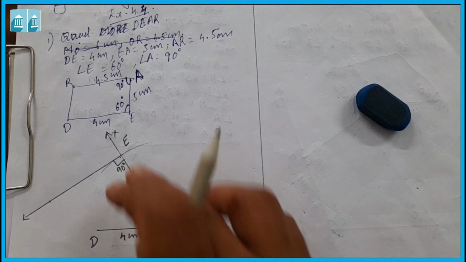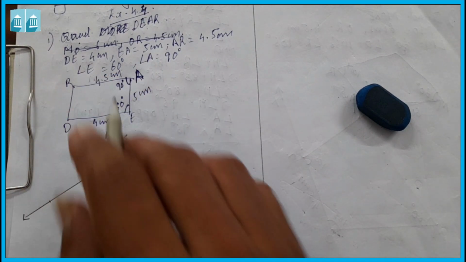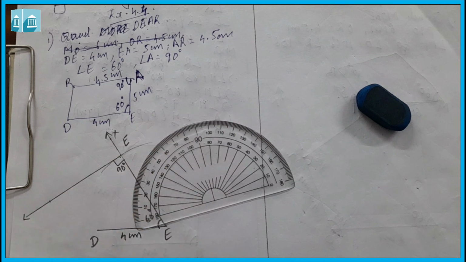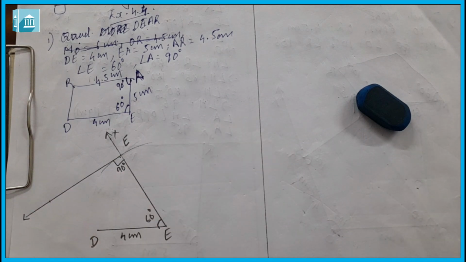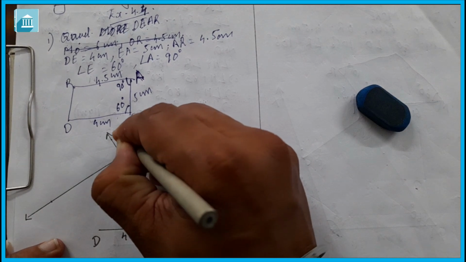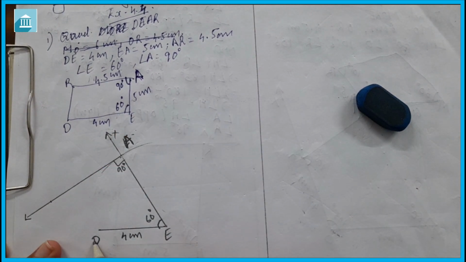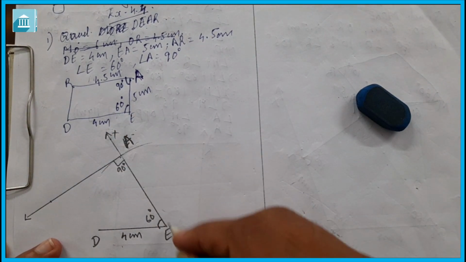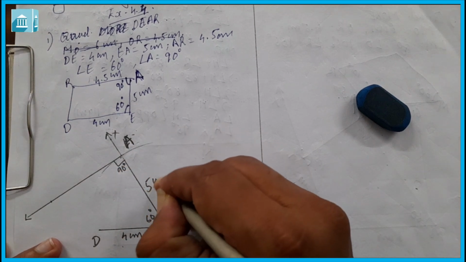Now again we know that AR is given 4.5 centimeter. So with center, this is our A, angle A. DE is 4 centimeter. This EA is given 5 centimeter.